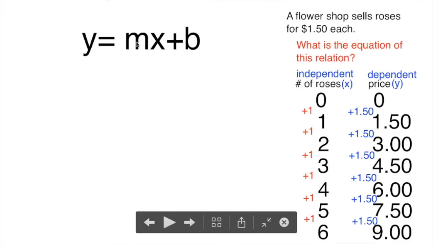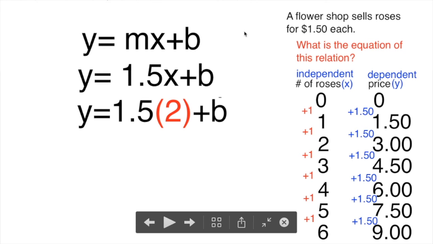Well, m is easy to find. It is the rate of change. So it's this number right here, 1.5. So y equals 1.5x plus b. And then we need to work out what b is. So b, we have to work out by looking at this equation and substituting x and y. Well, we have a table of values here that we can use any pair of numbers to solve this. So we'll pick some x and some y to solve this question.